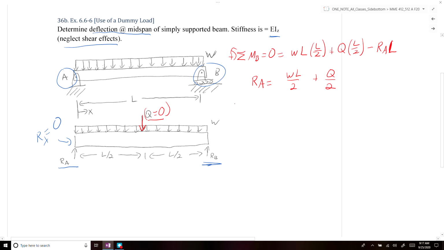If we wanted to, we could also sum all of our forces in the y direction and set that equal to 0 to solve for RB. Since it's symmetrical, RA would be equal to RB.